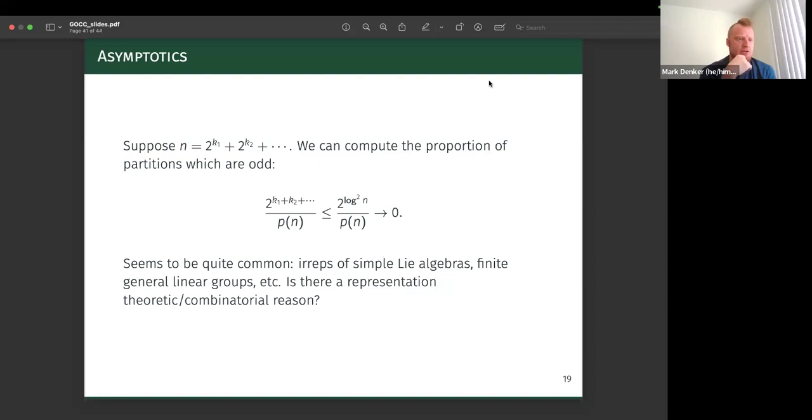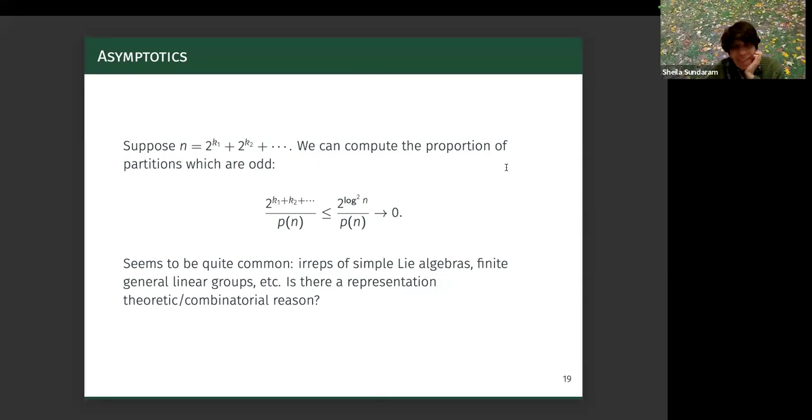I had a question, although I think Sheila did too, so I'd like her to go first. Oh, thanks, Mark. Yeah, very nice talk, very interesting. I was wondering, so does this tell you, since you're using rim hooks or border strips, does this tell you something about the parity of the character values? Can you do that too?